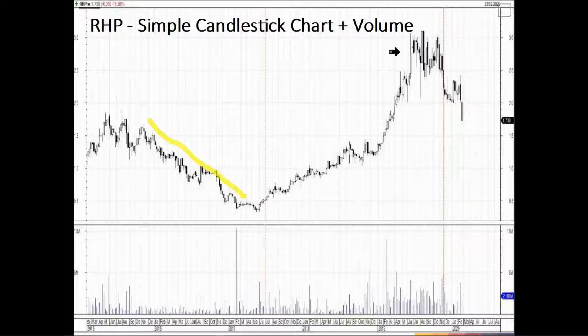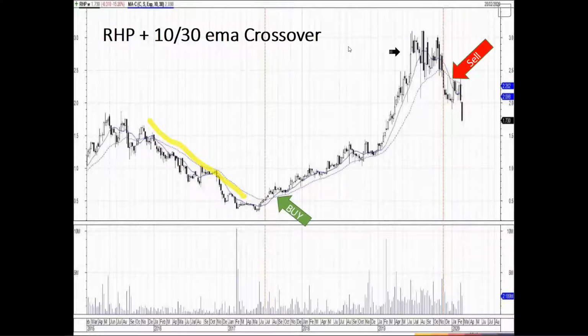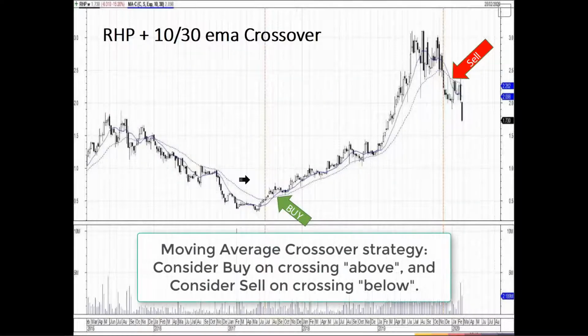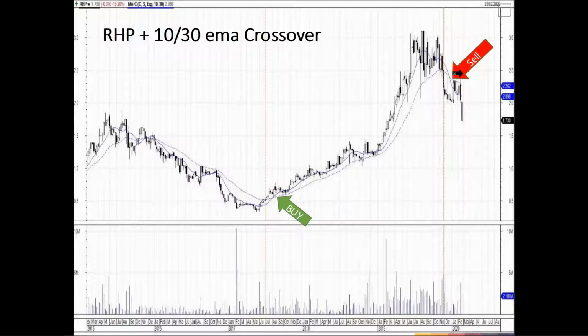So if we go to the next chart, that's just simply adding a 10-30 EMA crossover. Once again, you can see that there's a buy here and a sell down here. As I say, I didn't buy this stock. I haven't traded it, but I think I would have been out in this congestion up here. I'd have been out of it because it's starting to show that it was becoming trendless, I guess. So that's a simple 10-30 EMA. So we go to the next slide.